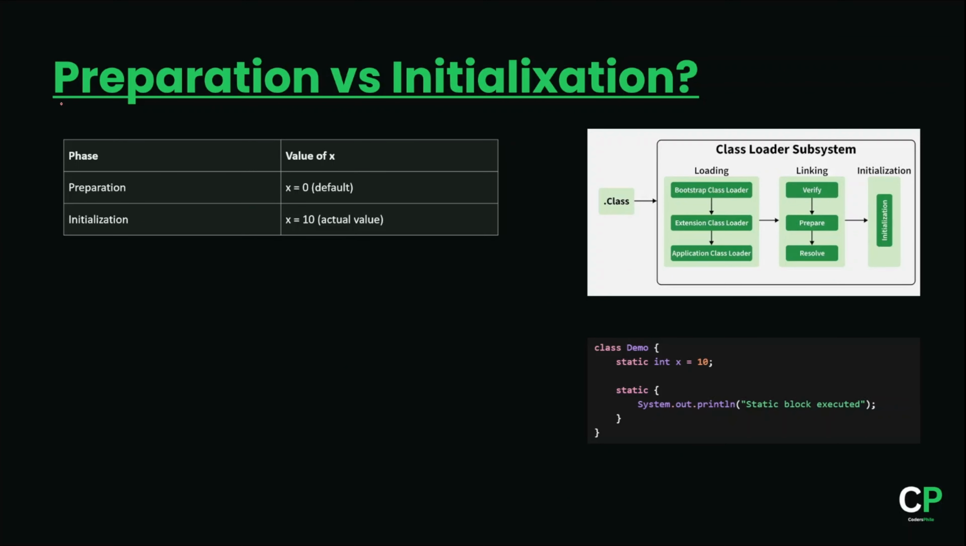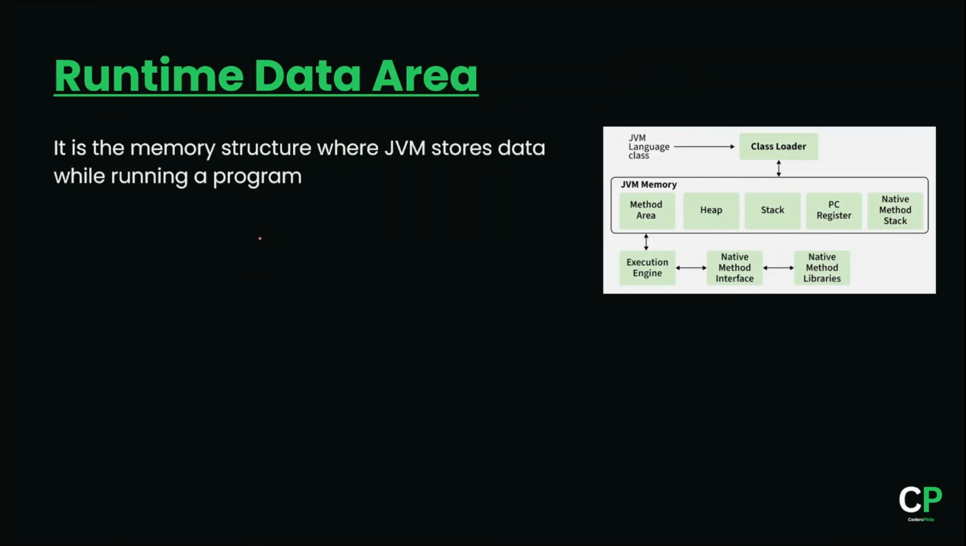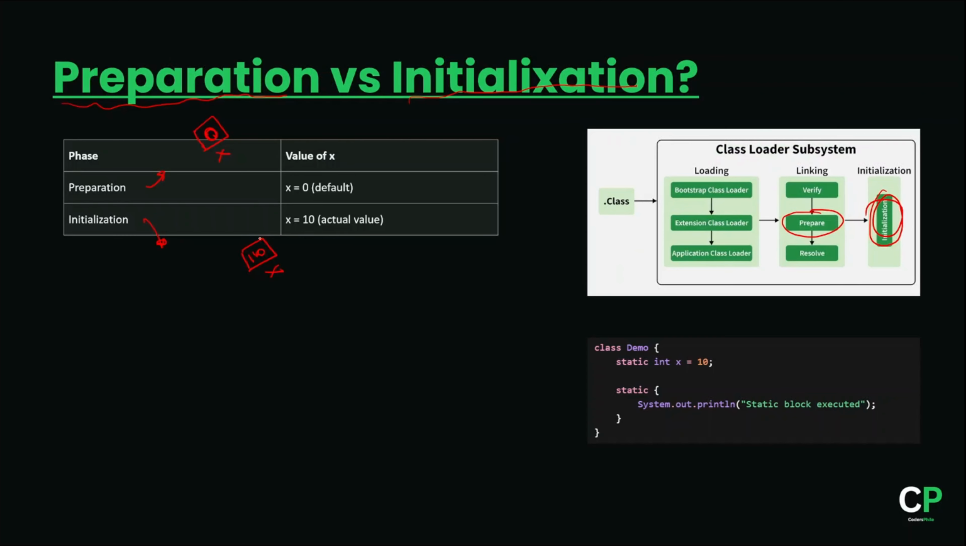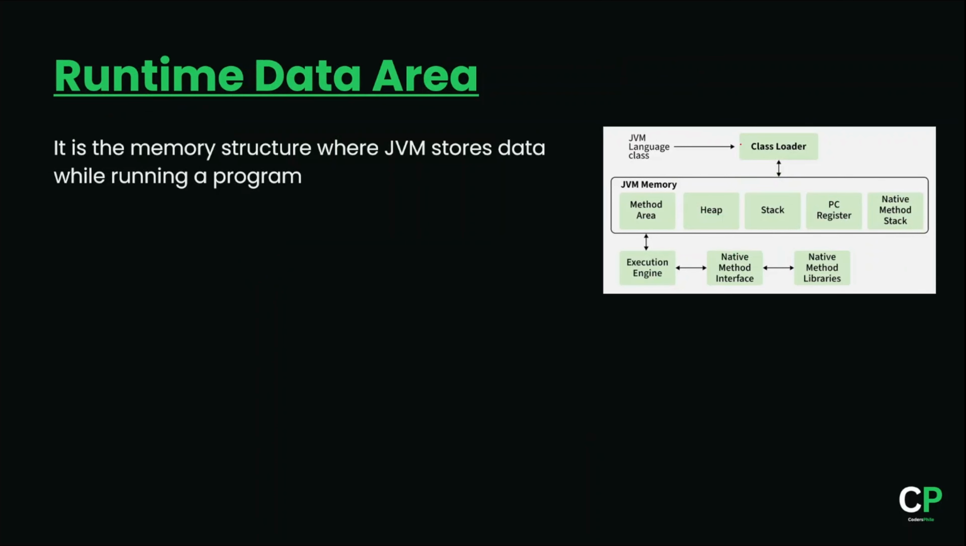Now you will be thinking, what is the difference between the preparation and initialization phases? In the preparation phase, the memory is allocated for the static variable and the value is default initialized. It is in the initialization phase that the actual value is assigned to the static variable, that is 10. So I hope you understand the class loader subsystem. Now the first component is complete, that is the class loader.